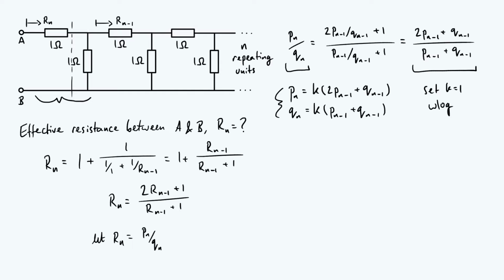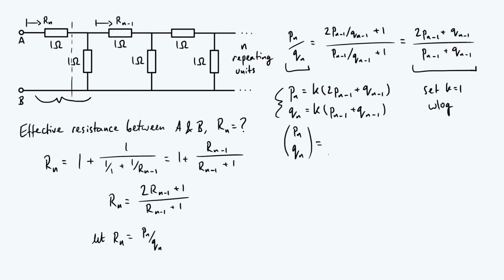So what was the point of introducing P and Q in the first place? Well, it's because we've now transformed our original nonlinear recurrence relation into two coupled linear recurrence relations, the Pn and Qn equations in terms of Pn minus 1 and Qn minus 1. When you've got two coupled linear equations, you can solve them using linear algebra, and so it would be helpful to rewrite those two equations in matrix form. So let's make a vector out of Pn and Qn like that. The left-hand side is just Pn, Qn.